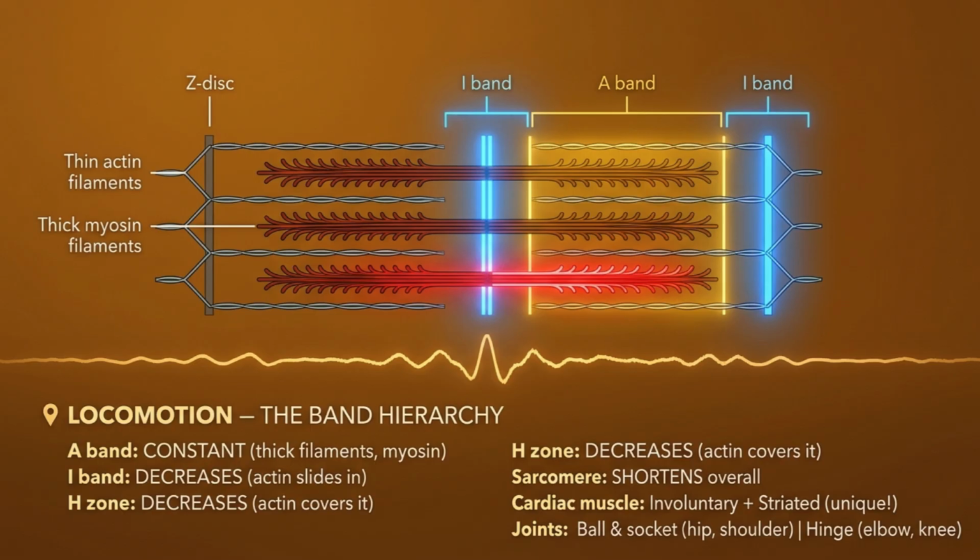Here's the thing NEET loves to test. Students mix up which band contains which filament. A band, both thick and thin filaments. It's not just myosin. I band, only thin filaments. H zone, only thick filaments. And cardiac muscle, the one that is involuntary and striated, unique. Know this. For joints, ball and socket allows the most movement, hip and shoulder. Hinge joints, elbow and knee. Pivot joint, between atlas and axis.